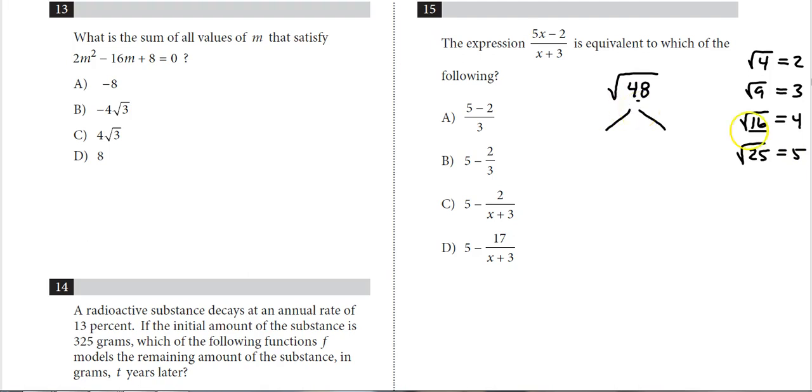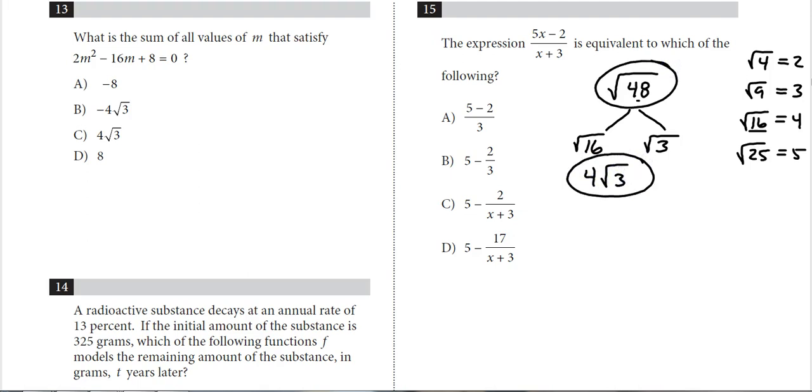If you can find a perfect square that goes into 48, you could also break it down that way. So I realized the square root of 16 times the square root of 3 also makes the square root of 48. And then the square root of 16 is just 4. And then the radical 3 kind of comes along for a ride. So that's another way to simplify radicals. But over the years, I've learned that I like the prime factorization way a little bit better.